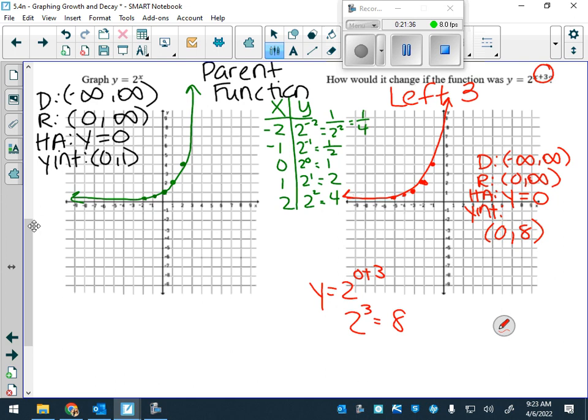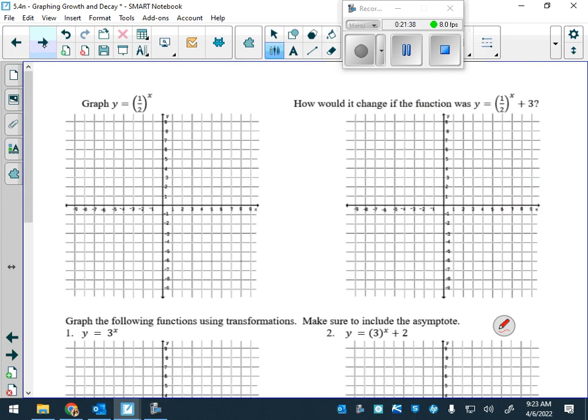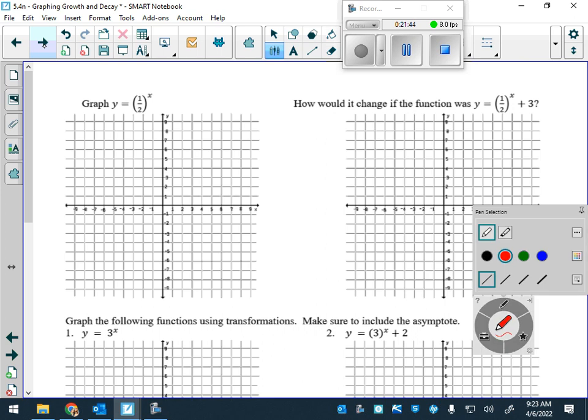Okay, let's try a few more. Okay, we have y equals 1/2 to the x. So, automatically looking at that, do we have growth or decay? Decay, good. All right. Starting with our table of values. Okay, -2, -1, 0, 1, and 2.